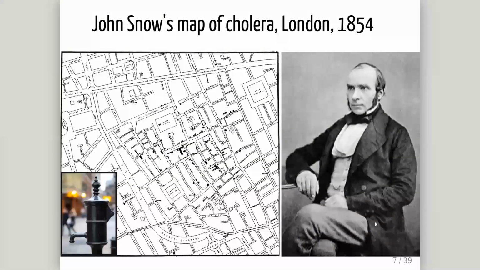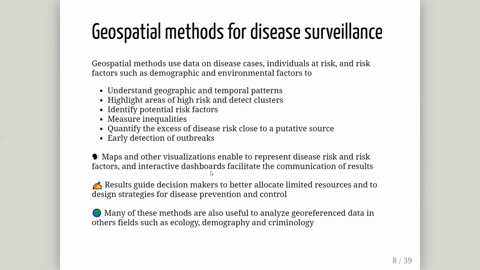So as many of you know, this is John Snow's map of cholera in London in 1854. In that year, there was an outbreak of cholera in London, and people didn't know how it occurred because they didn't know how cholera was transmitted. So Dr. John Snow mapped the deaths, and he found out that all deaths were clustered around a water pump in Broad Street. So he convinced the authorities to remove the water pump, and when they did that, the outbreak disappeared. This is one of the first examples of the importance of geospatial methods for disease surveillance.